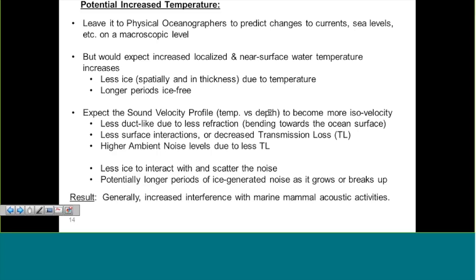When you have less interactions with the boundaries, the surface or the ocean floor, you have less transmission loss and less scattering of the sound, so you have louder sounds propagating further. So that would increase and potentially further hurt the soundscape that's there and the potential for injuring animals. Okay. Let's see. Also, ambient noise. You would expect that to go up a little bit.